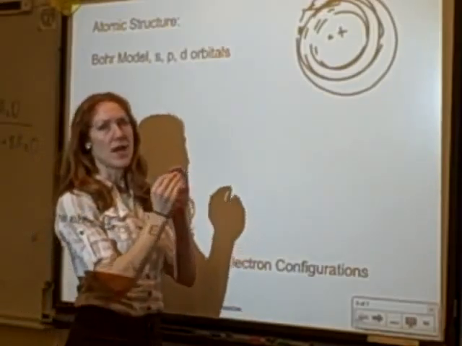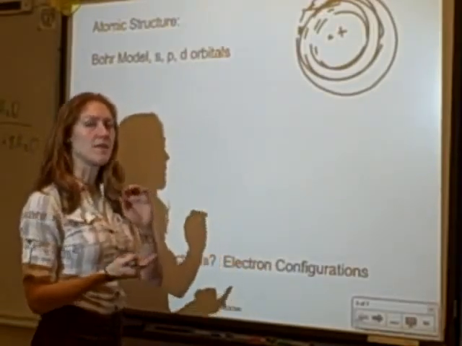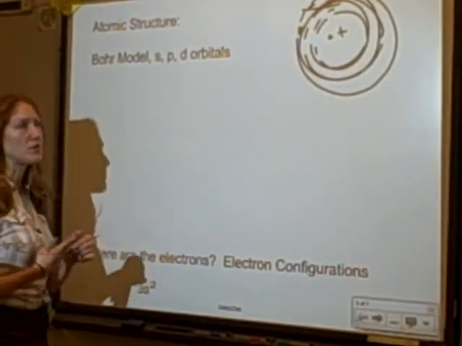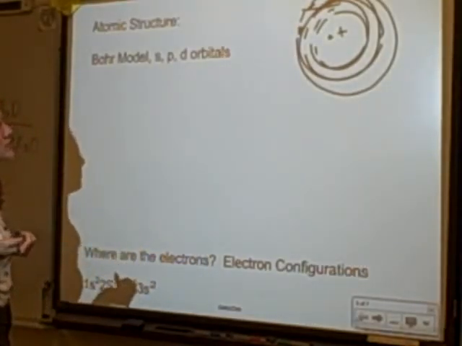And we'll see that electrons have places where they reside. They have s orbitals, p orbitals, d orbitals, f. We're going to focus on s, p, and d for the most part.